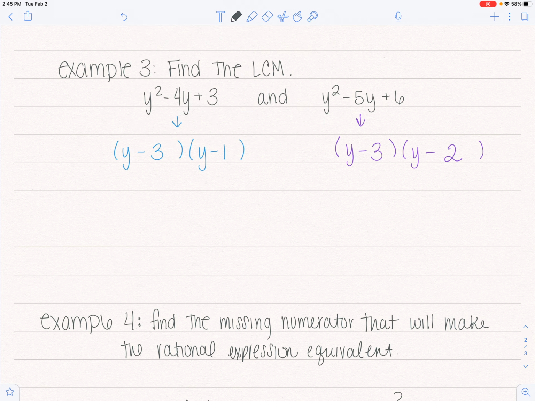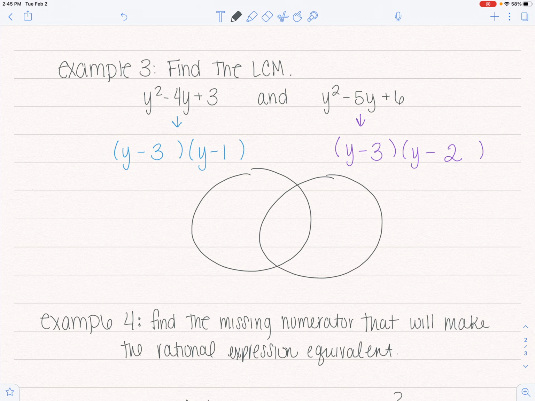I teach finding the LCM a little bit different. You'll see me use this Venn diagram. I think it makes a little bit more sense for students to kind of see. With a Venn diagram, in this middle part, right here, that's where you put the overlap. That's the overlap of the two circles.